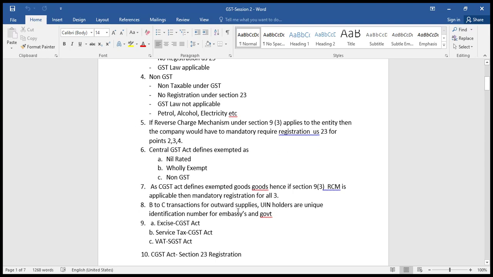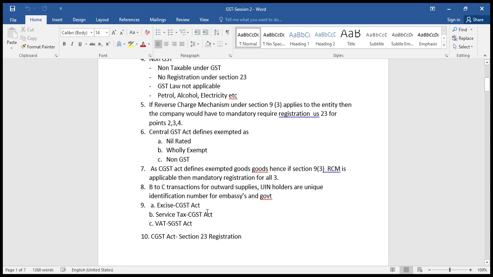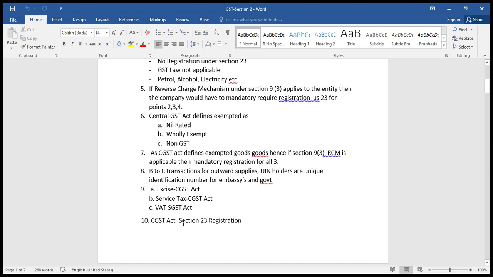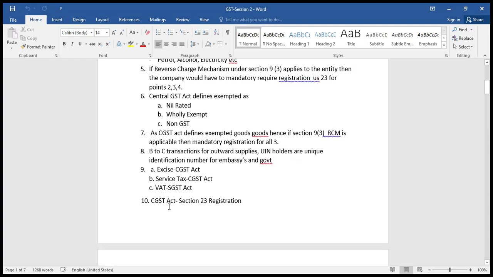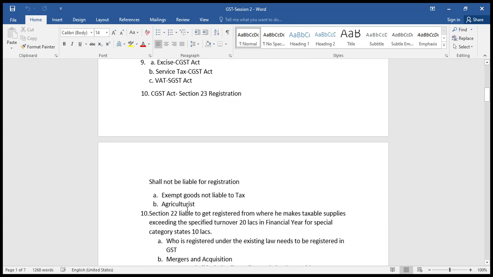B2C transactions for output supplies. UN holders have unique identification numbers, for embassies and government. Excise is CGST Act, Service Tax is CGST Act, VAT is SGST Act. CGST Act Section 23: a person shall not be liable for registration if exclusively supplying goods not liable to tax, agriculture, and the rest.